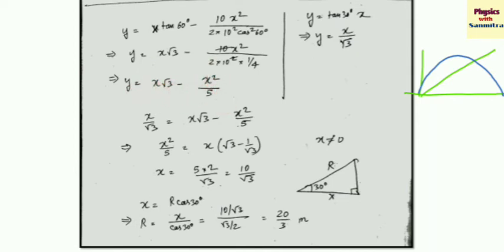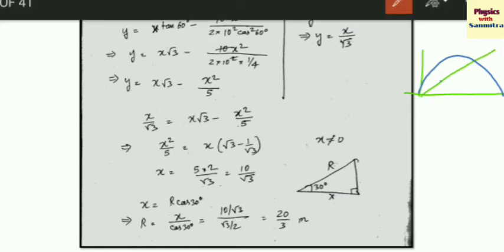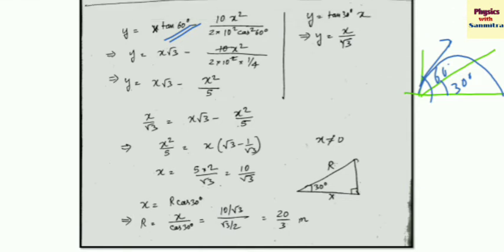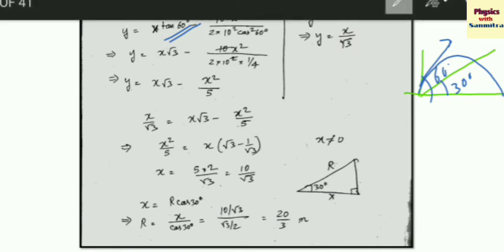Now what is the equation of the line along the plane? This is 30 degree and this total is 60 degree. That is why I took 60 degree here and not 30 degree. That is the angle of projection. Now the line equation will be y is equal to tan 30 into x, that is x by root 3. Now if we solve these two equations, we'll get the point of intersection. Then we'll get x.